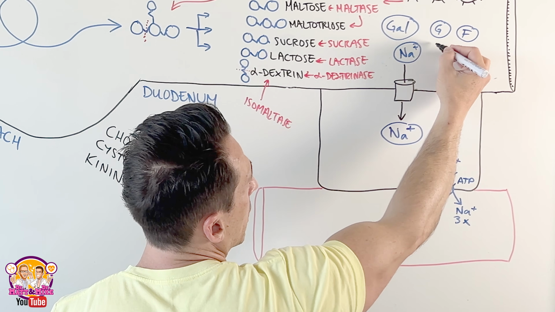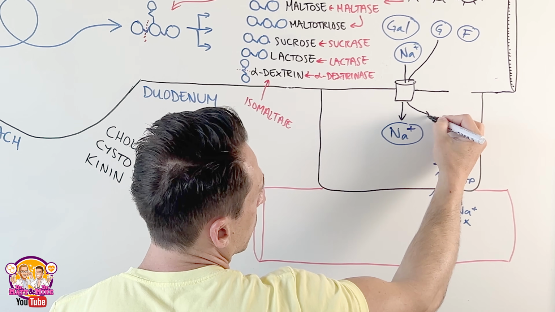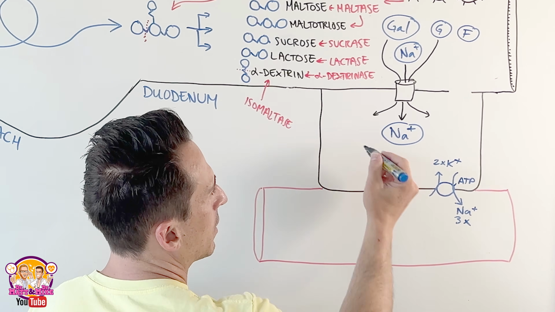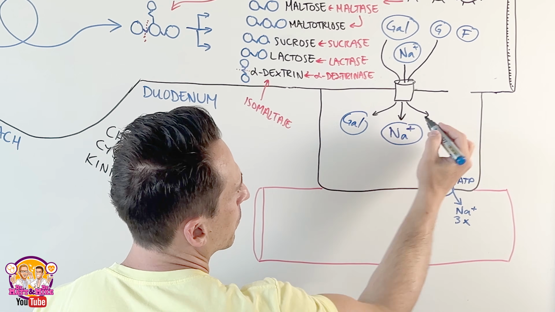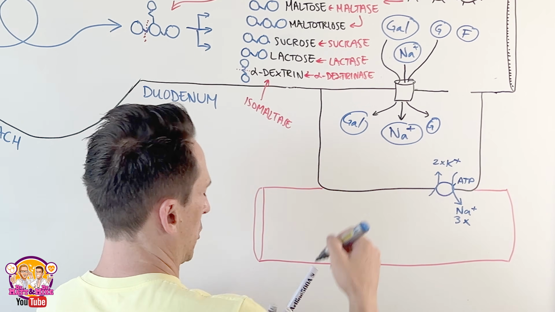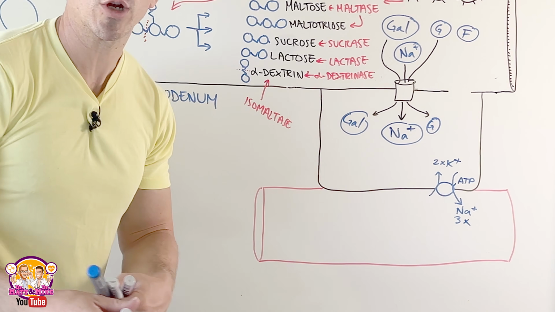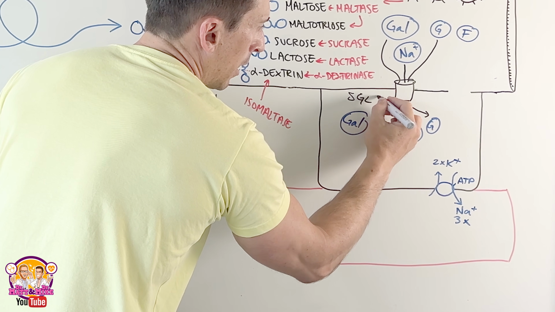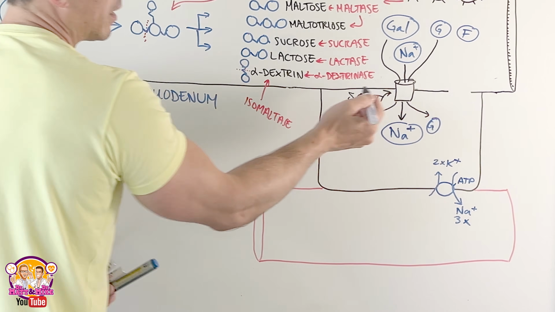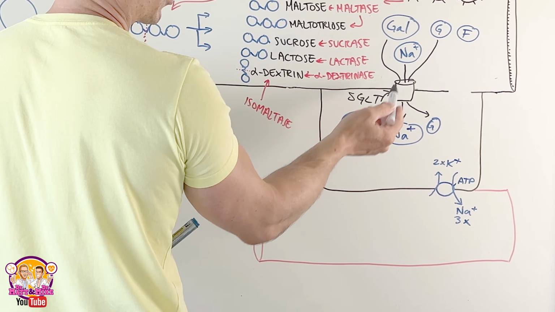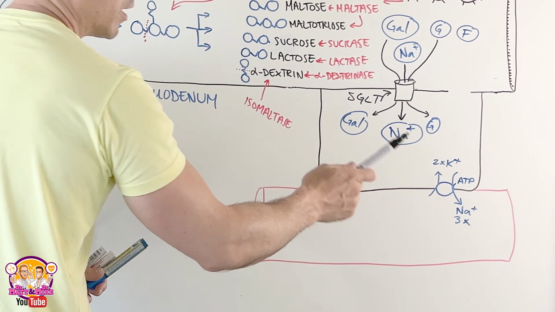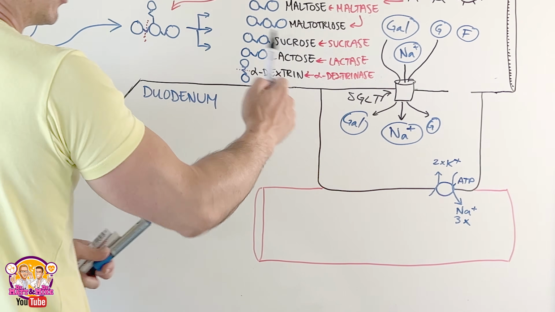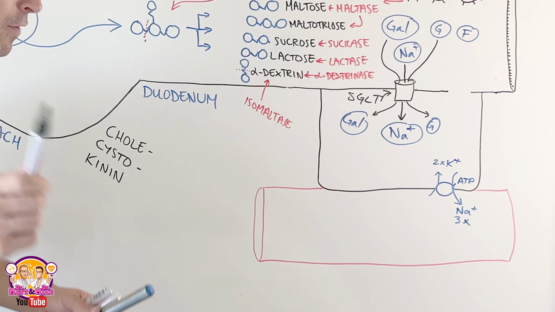This channel is used by glucose and galactose to get into the enterocyte. And this channel is called a sodium glucose transporter, an SGLT. What does it transport? Galactose, glucose, while it piggybacks down the concentration gradient of sodium. So that's called secondary active transport.